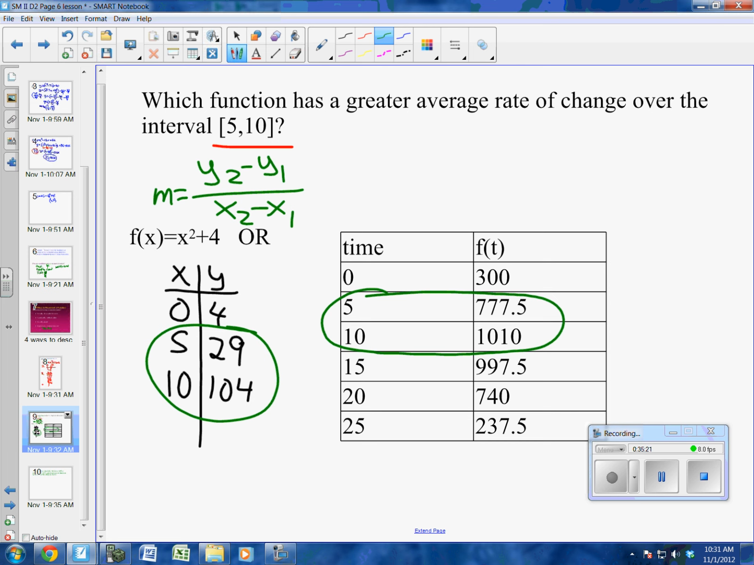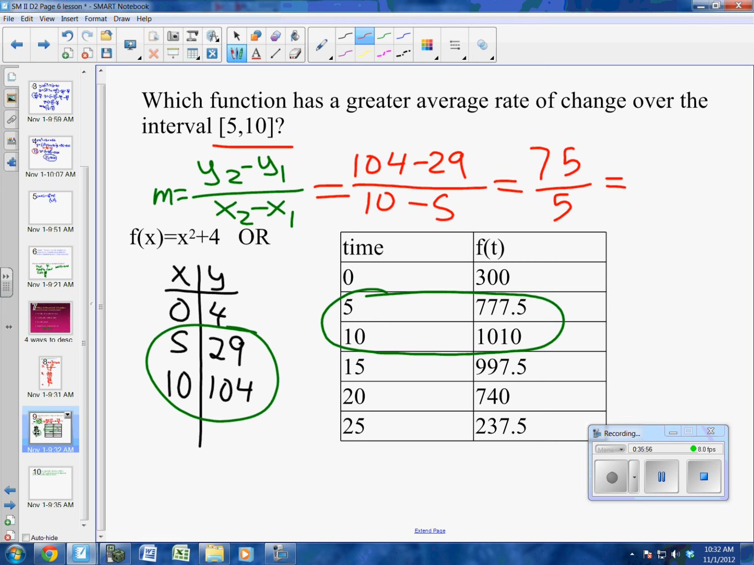Now watch. I'm going to go y2 minus y1 on this one. What's 104 minus 29? So 104 minus 29 over 10 minus 5. That's going to give me 75. What's 10 minus 5? 5. This is slope. 75 divided by 5 is 15.